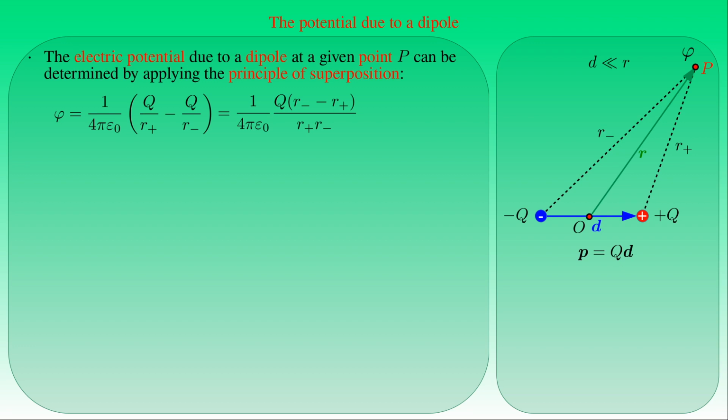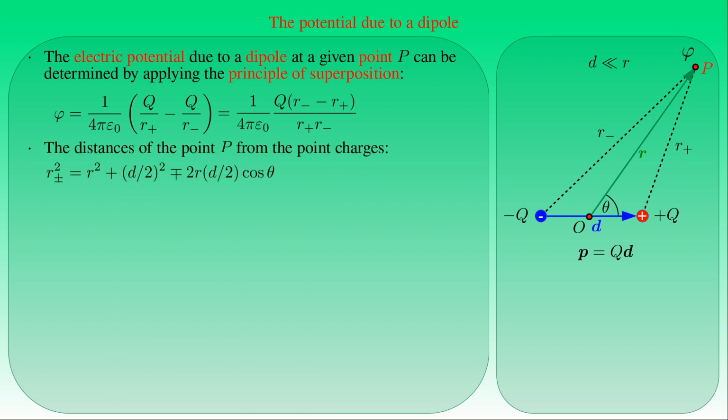If the angle between the vector d and the vector r pointing from the midpoint O to the point P is denoted by theta, we can apply the cosine theorem to express the squares of r sub plus and r sub minus as the square of r, plus the square of d divided by 2, minus or plus 2 times d divided by 2 times cosine theta. By completing the square, we write the right-hand side of the equation as the square of r minus or plus d over 2 times cosine theta, plus the square of d over 2, minus the square of d over 2 times the square of cosine theta.